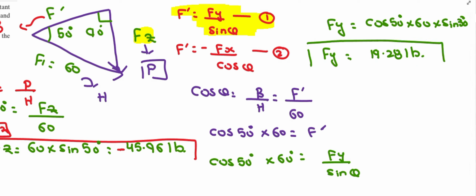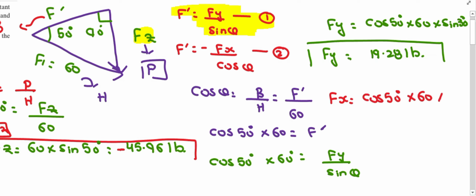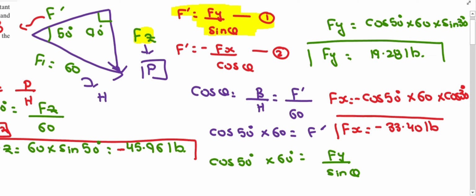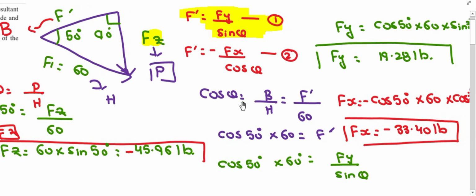Similarly, from equation number 2, we will get Fx, which is equal to cos of 50 degrees into 60 into cos of 30 degrees with a negative sign. So the value of Fx is 33.40 pounds, but with a negative sign. So we successfully found the value of Fx, the value of Fy, and the value of Fz.